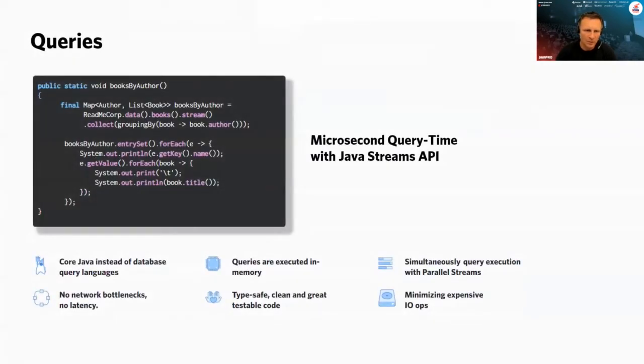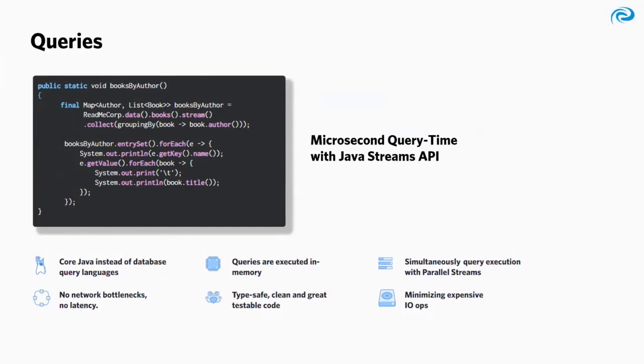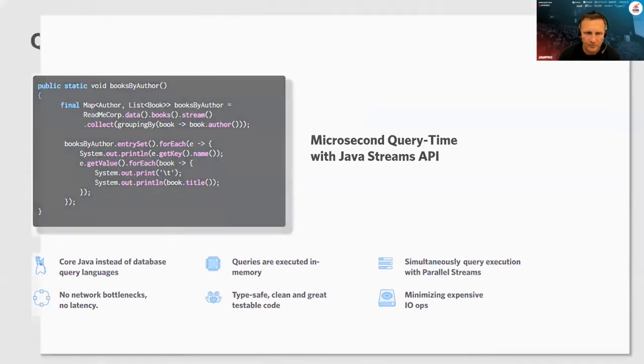Queries. I mentioned it already: with the Streams API, you can query your object graph in microseconds. It's really proven. It's a great API. It's type safe. You can use parallel streams to max your speed. So this is a really powerful query language, and it's core Java.